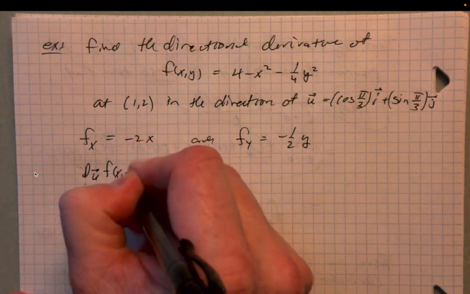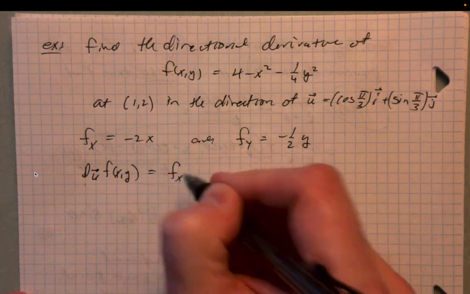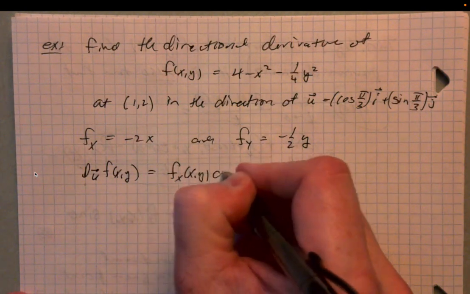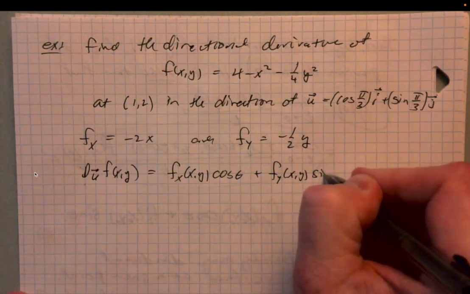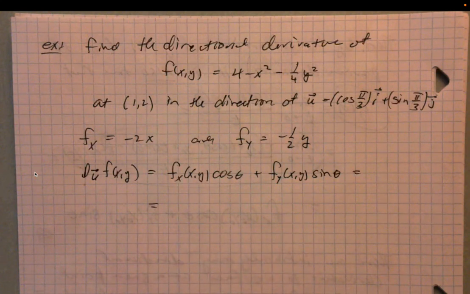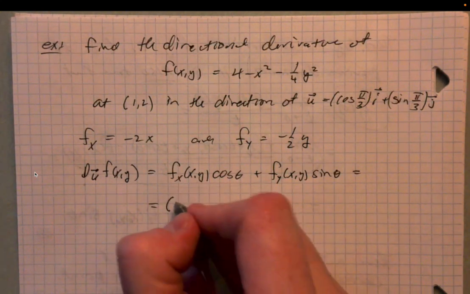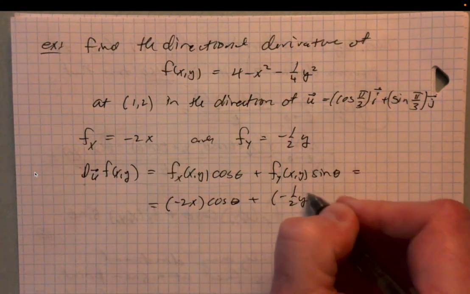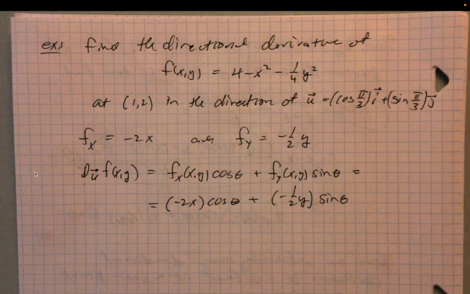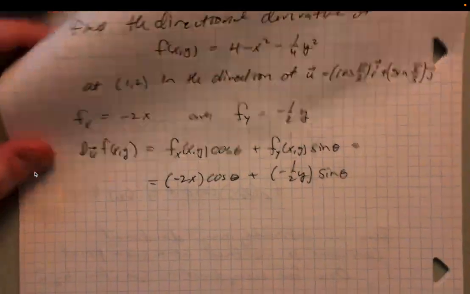So we can apply the previous theorem, and we say that the directional derivative of f in the direction of u is going to be equal to the partial with respect to x times cos theta plus the partial with respect to y times sine of theta. And so we can plug these things in. So this is negative 2x cos theta plus negative 1/2 y sine theta. Okay, and so that's the directional derivative, right? And then we're interested in the directional derivative at a particular point and in a particular direction, and so we can evaluate this function.